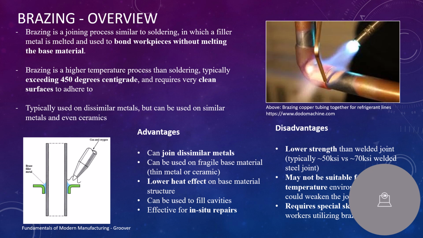Advantages to brazing include ability to join dissimilar metals, ability to be used on fragile base material that's very thin, or just in general heat sensitive. Lower heat effect on base material structure than welding, since you're not actually melting the material and inducing no residual stress. And it can be used to fill cavities, like those between pipes.